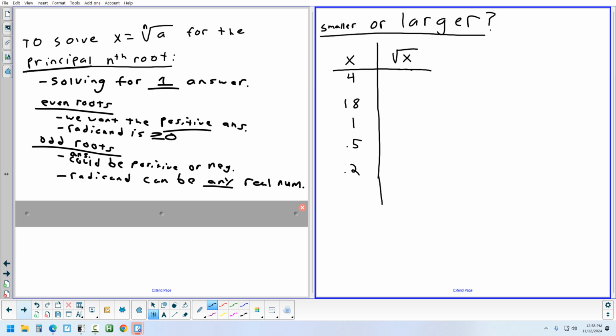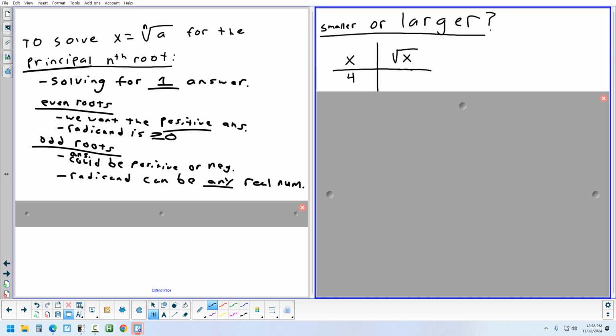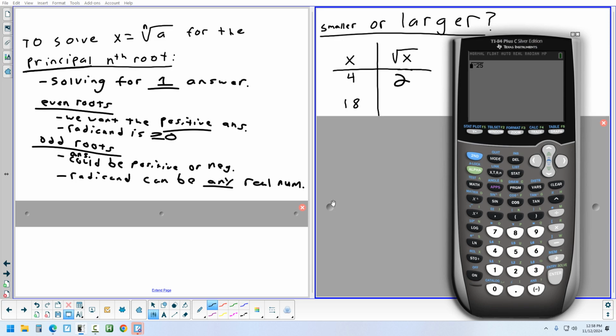All right, so what I want to look at now is what happens when you take a square root of a number. Does it get larger, or does it get smaller? All right, so let's try that first one. If x is 4, what do you get when you take the square root of that? 2. Okay, so in that case, it gets smaller. All right, let's try this one. Square root of 18.